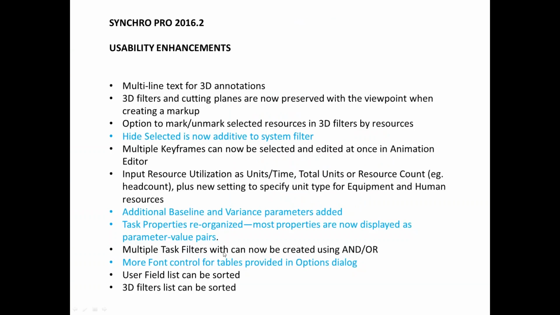Task filters can now be created using an and/or function, so you can make more complex filtering on a task. And we've also given more font control over the Gantt chart, so you can actually use any of the fonts loaded onto your computer now, instead of previously it was just, I believe, Arial and Times New Roman. Now you'll have full access to all your system fonts. User fields and 3D filters can now be sorted alphabetically instead of randomly in the order in which you created them.